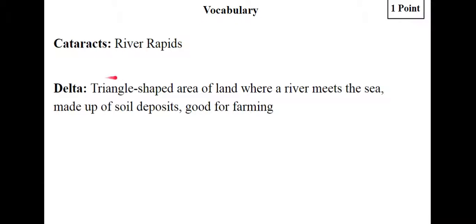So, a delta is a triangle shaped area of land where a river meets the sea, made up of soil deposits. So, it's a place where a river meets the ocean and dumps a lot of good dirt there. That's good for farming.